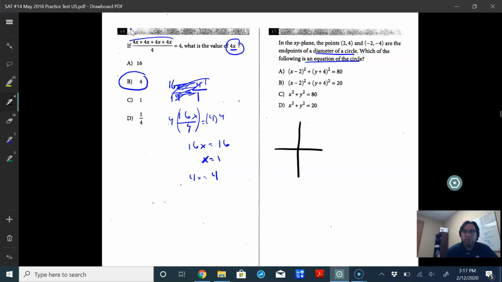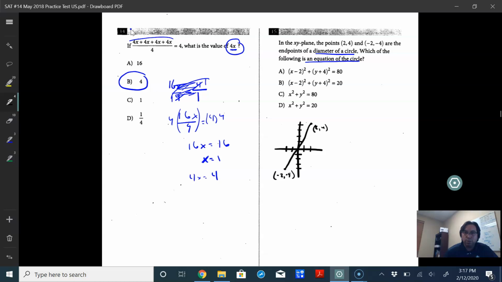And we see that we have (2, 4). So we can say 1, 2, 3, 4. So we see we're at (2, 4) here. And then we're also at (-2, -4). So we also cross-reference and say 1, 2, and then 1, 2, 3, 4. So we're down here at (-2, -4). And so we need to find out what the diameter of this piece is.